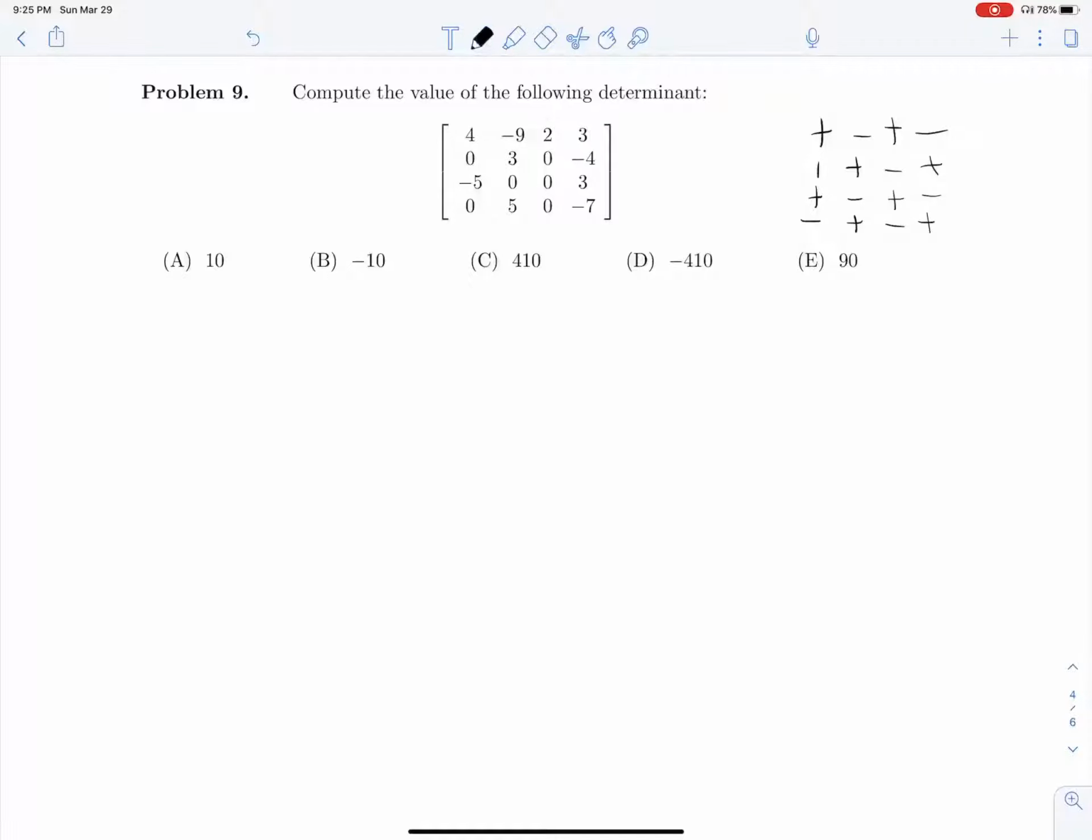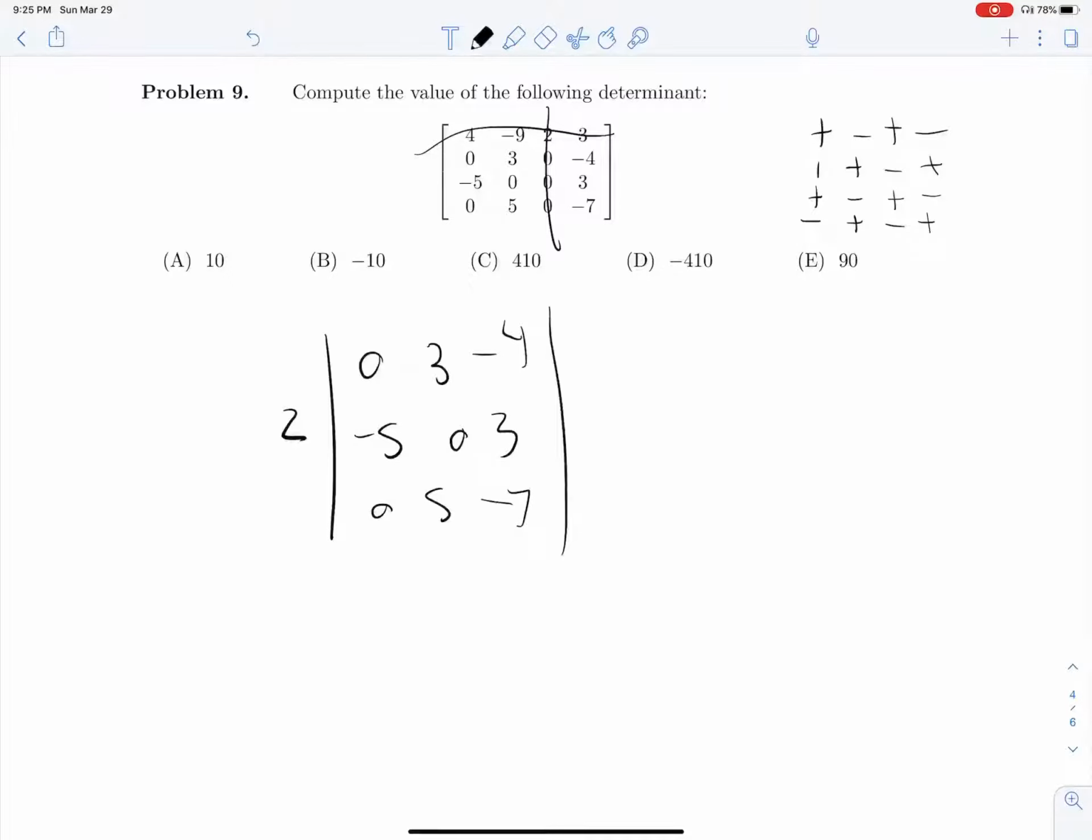And this is very convenient because we have these 3 zeros. But we have to note what sign 2 has over here, which happens to be a positive sign. So we're looking good, and that is going to be 2 multiplied by the determinant of this whole thing: 0, 3, -4, -5, 0, 3, 0, 5, -7.